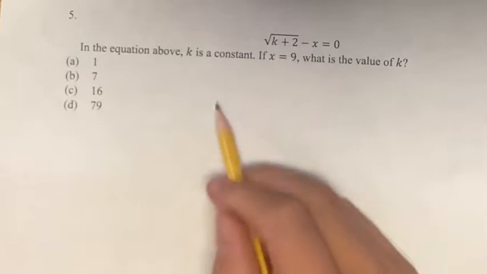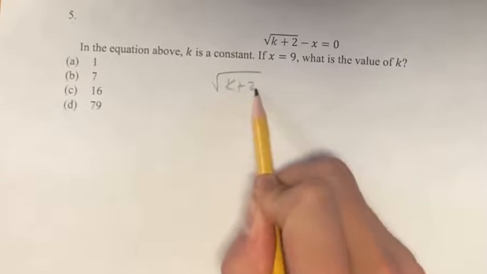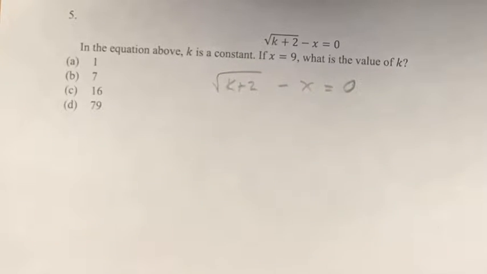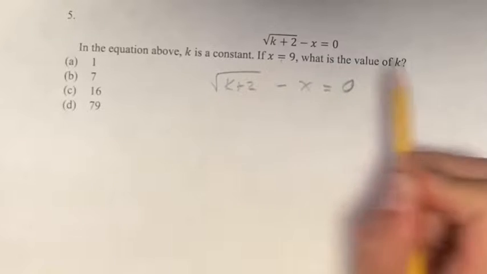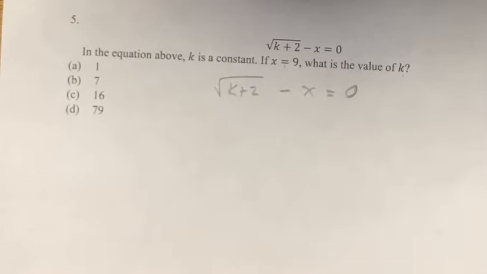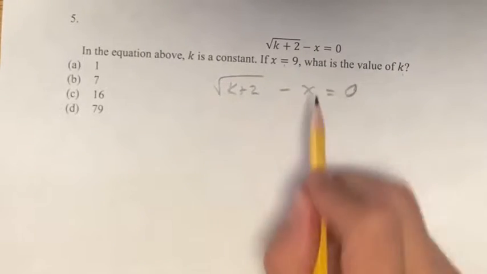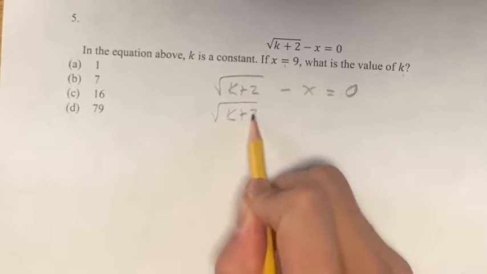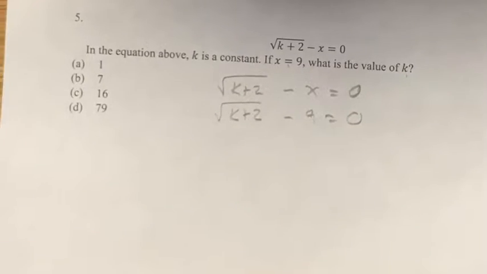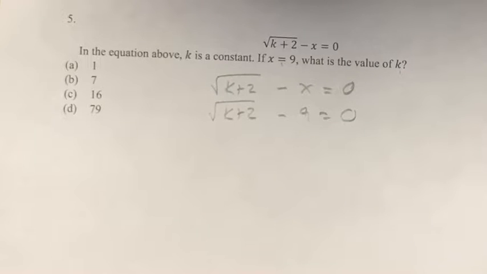In this problem we have the equation square root of k plus 2 minus x is equal to 0. We're told if x is equal to 9, what is the value of k? So the simplest way to do this is just to plug in 9 for x, which will give us the square root of k plus 2 minus 9 equals 0. And now just use this equation and solve for k.